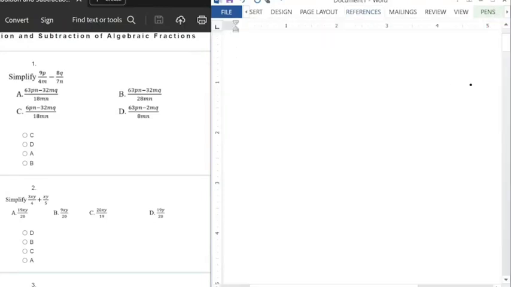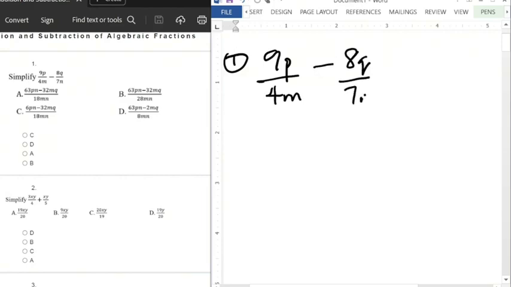So in this video, we want to look at questions on addition and subtraction of algebraic fractions. The first question asks us to simplify 9p over 4m minus 8q over 7n. So the first question, 9p all over 4m minus 8q all over 7n.